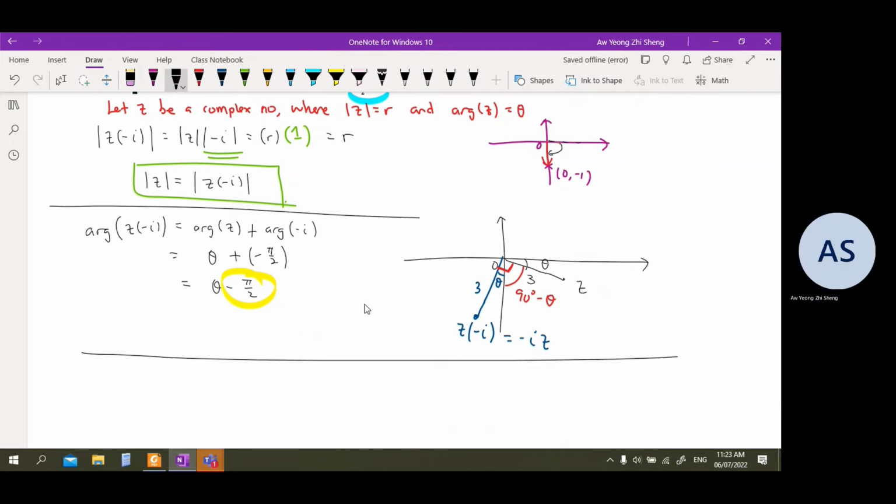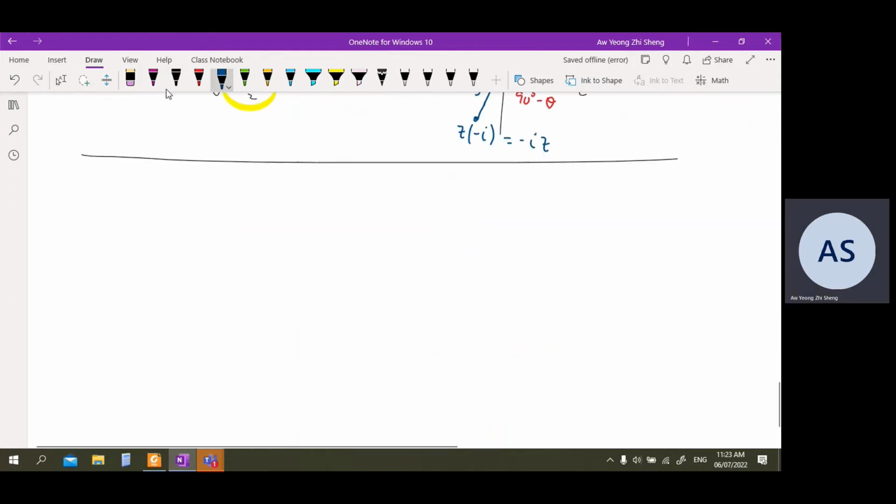Okay. Now, that being said, I want to add some remark here. I will give you one numerical example just to convince you that it works. Okay, so for example, I take this z to be negative 2 plus i.